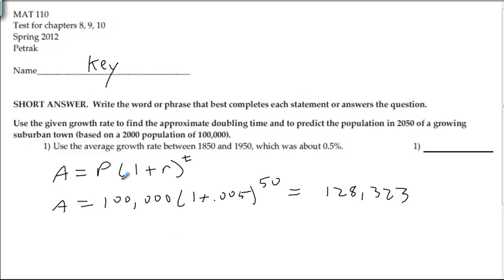Here's the compounding formula, and it tells us that it compounds at 0.5% per year, and we want to find out the growth. Well, what's the population going to be in 2050? And we know that in 2000 it was 100,000 people. So P is what we start with. So we start with 100,000, and then 1 plus R, which is 0.005, because that's 0.5%, and then to the 50th. So we're going to have 128,323 people in the year 2050 at this rate.